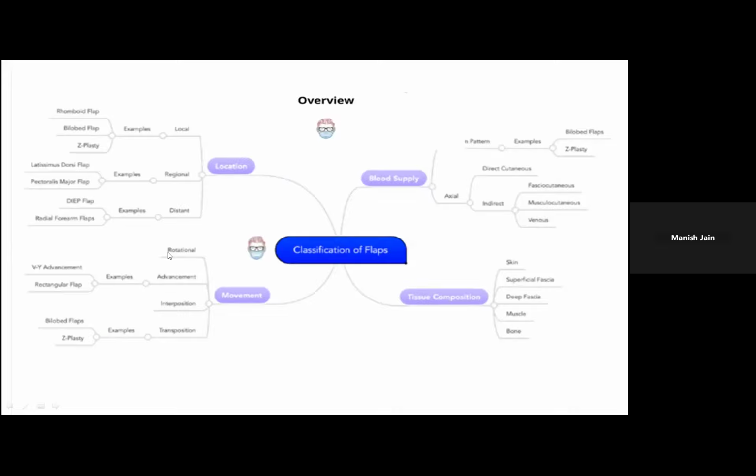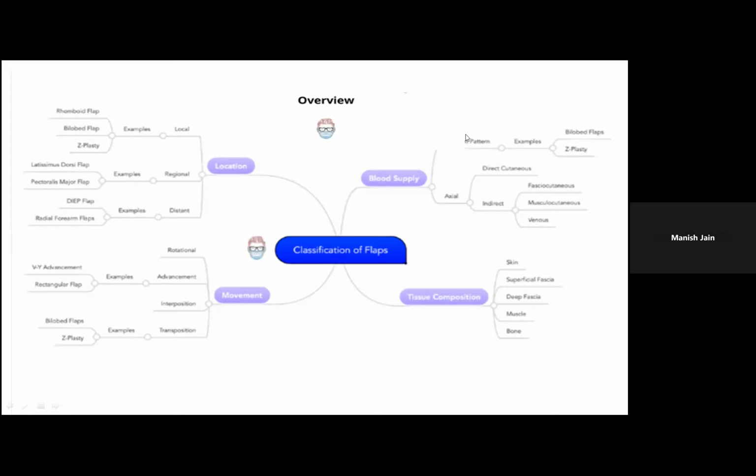Rotational flaps we usually use in scalp reconstruction, and advancement flaps over the face, like VY advancement flaps. An interposition flap is used when there is an intact skin tissue island between the defect and the flap donor site. Transposition flaps we usually use in limb reconstruction, like trauma in the lower limb. On the pattern of blood supply, I already discussed the axial pattern and random pattern.